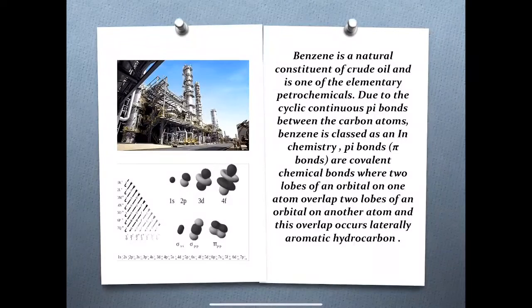Benzene is a natural constituent of crude oil and is one of the elementary petrochemicals due to the cyclic continuous pi bonds between the carbon atoms. Benzene is classed as an aromatic hydrocarbon in chemistry. Pi bonds are covalent chemical bonds where two lobes of an orbital on one atom overlap two lobes of an orbital on another atom, and this overlap occurs laterally.